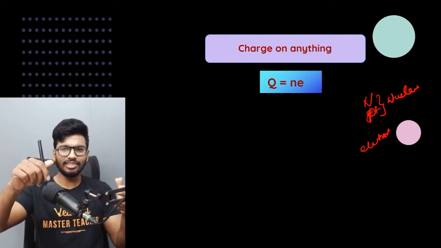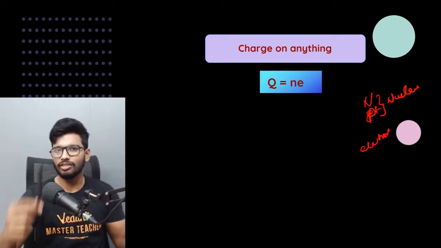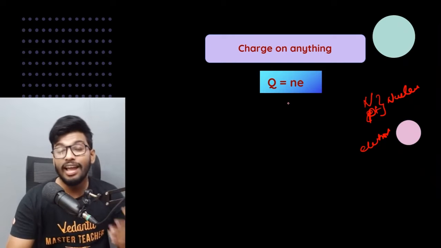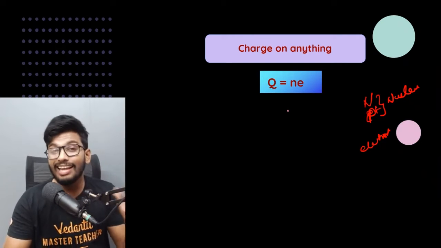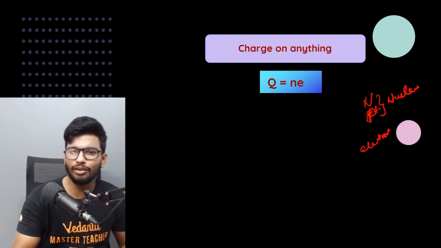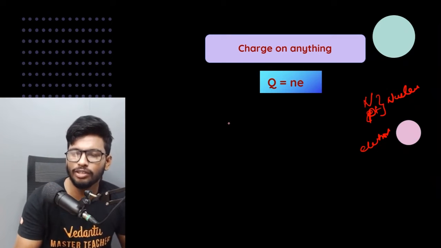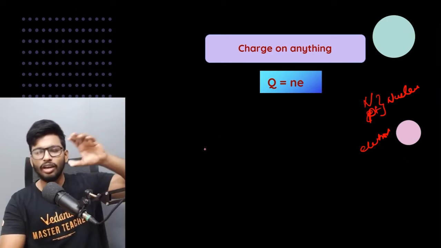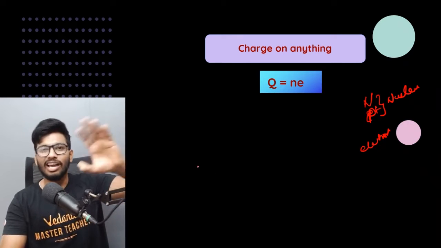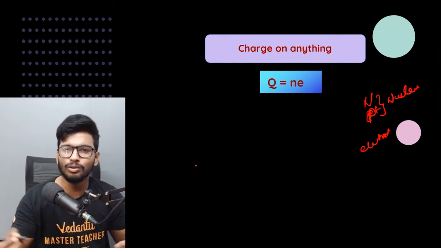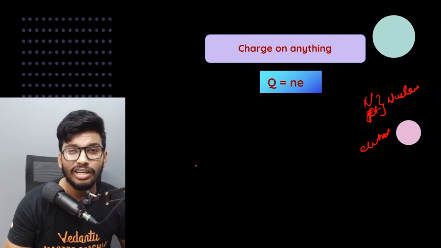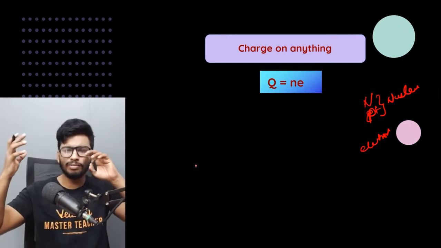So if I have a conductor and I want to know how much charge is present on it, the formula is Q = Ne, where Q is the charge, N is the number of electrons, and e is the charge of an electron. The number of electrons you can find out using a very simple formula. You need to know the mass of the object, the atomic mass of the object, and you also have to multiply that with Avogadro's number. I'm pretty sure you remember that also. Avogadro's number is 6.022 × 10^23, if I'm not wrong. That is basically the number of atoms.